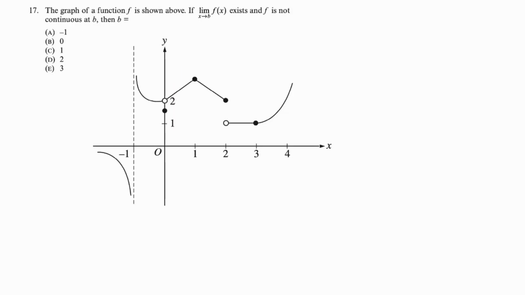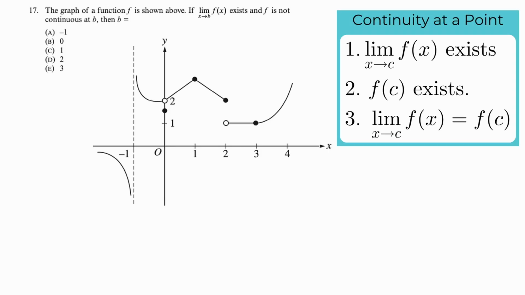17. The graph of a function f is shown above, or below in our case. If the limit as x approaches b of f of x exists and f is not continuous at b, then b equals. All right, so I actually think the easiest thing to start with is continuity, right? Like, where is this thing not continuous?